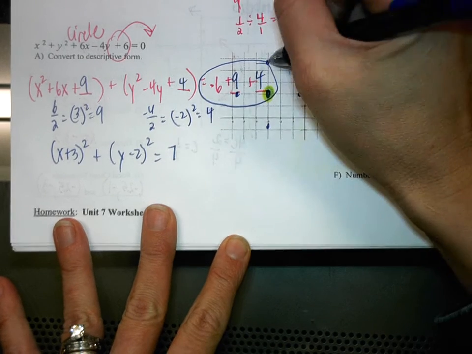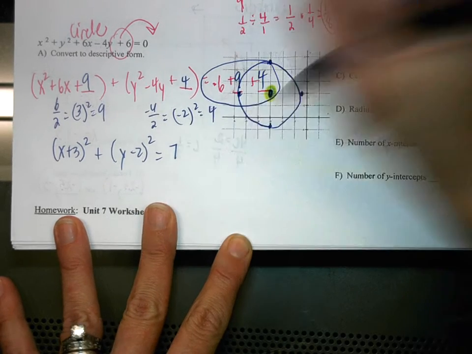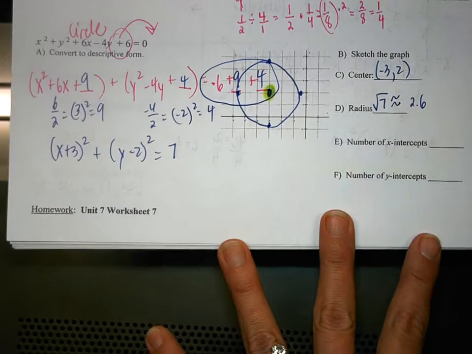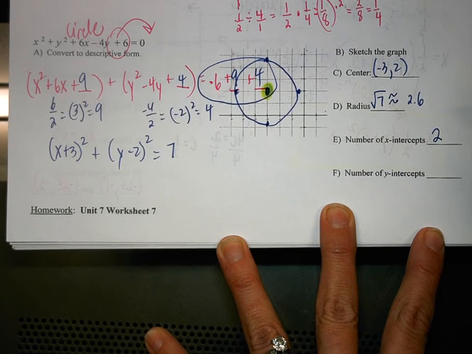When you draw your circle now, we can answer all these questions. How many times does the circle touch the x-axis? Twice. How many times does it touch the y-axis? 0.